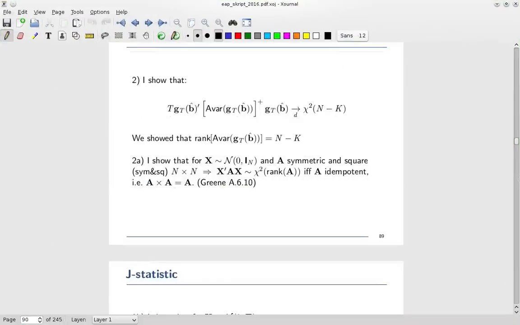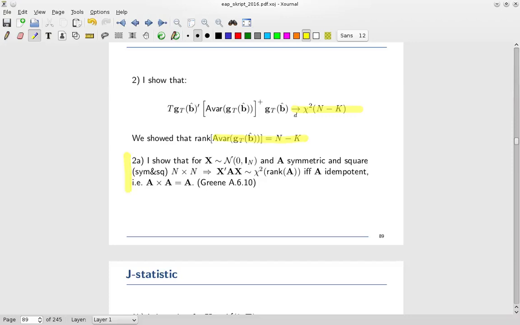Okay, so welcome back to this set of videos. This is the second video that I'm recording surrounding the derivation around the J statistic, which allegedly is a chi-square distributed random variable with n minus k degrees of freedom. What we did in the first video was to show the rank of the asymptotic variance-covariance matrix GT. If you haven't looked at that video, do that before you continue.